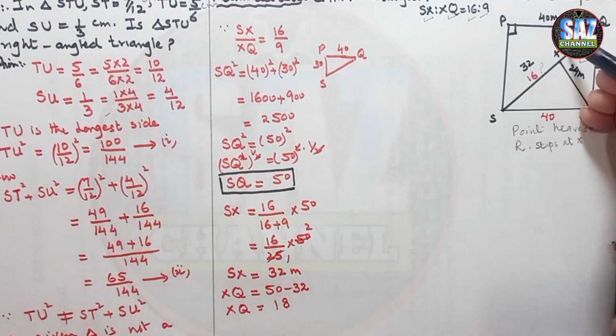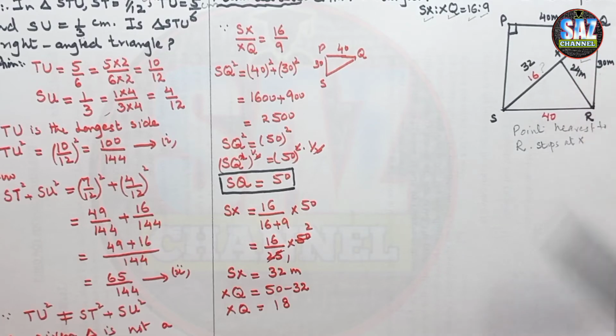Now we have solved two problems, and we have all three lengths of both the triangles with us. Now is the time to decide whether these triangles are right triangles or not.